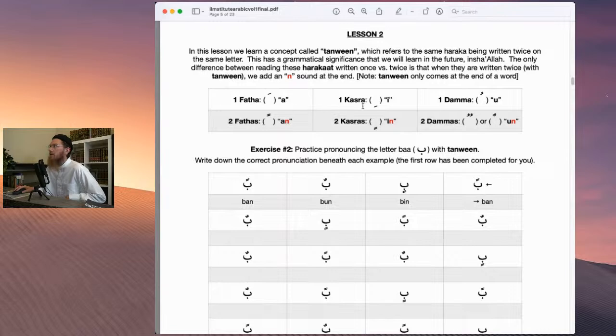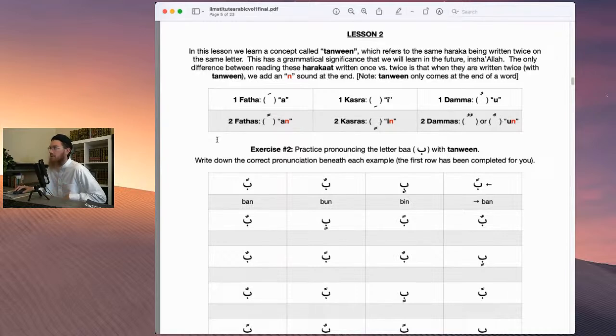Okay, so we already learned this top row in the previous lesson. If there's one fatha above a letter, it sounds like a. If there's one kasra beneath a letter, it sounds like i. If there's one dhamma above a letter, it sounds like u. However, if there's two, we add the N at the end. That's it. Very simple, right?